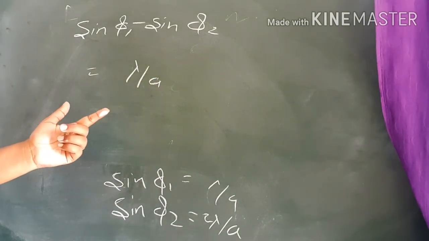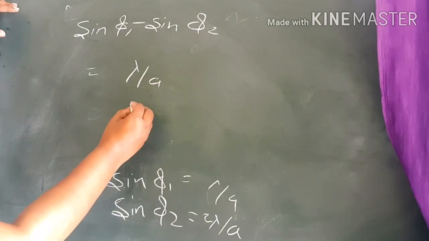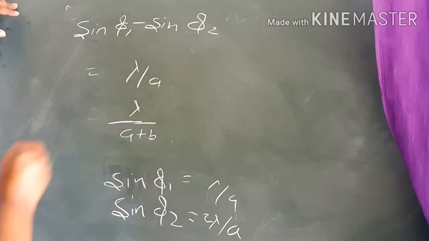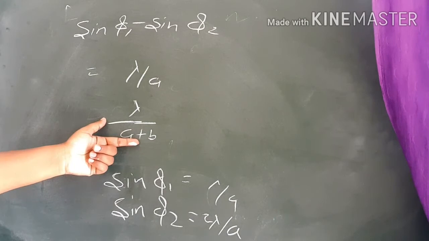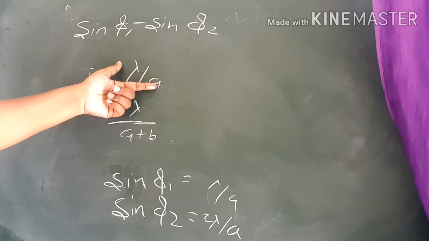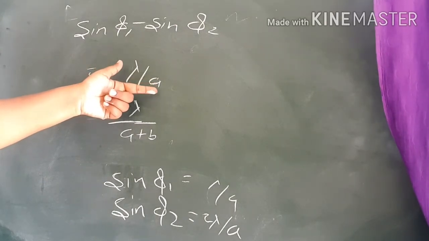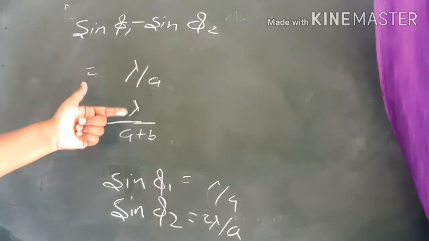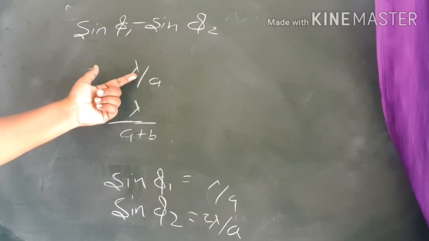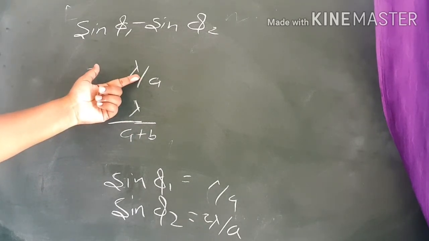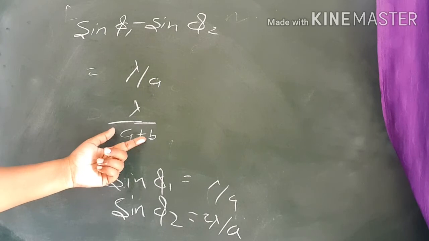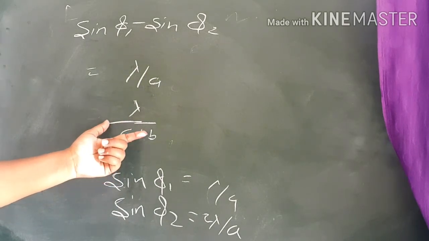And in case of interference, the width of fringes is lambda by a plus b. This is the fringe width of interference, and this is the diffraction fringe width. Of course, we can see clearly this is more than this. The fringe pattern made by diffraction is greater than fringes made by interference.